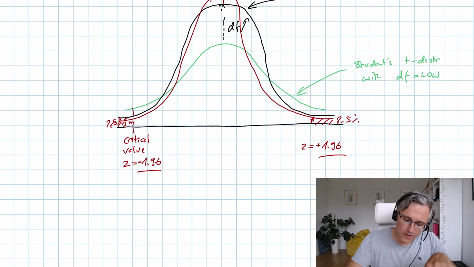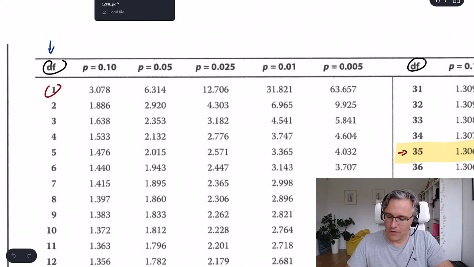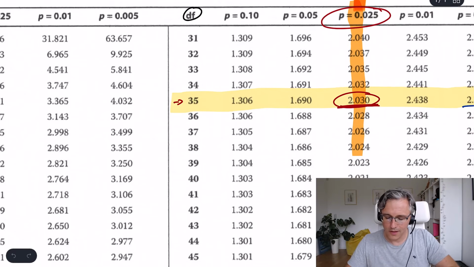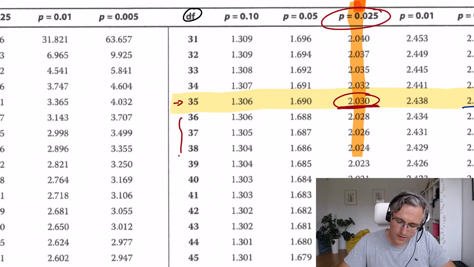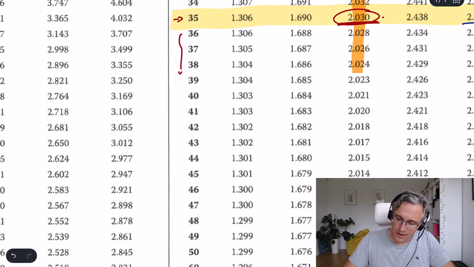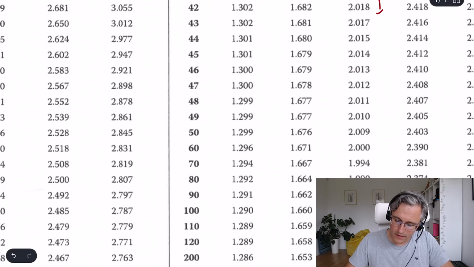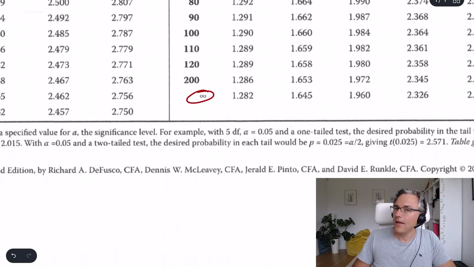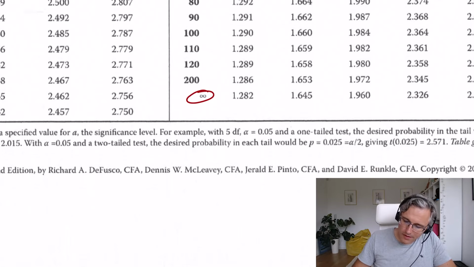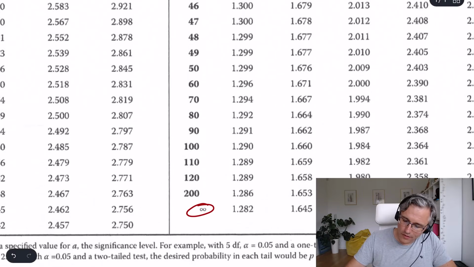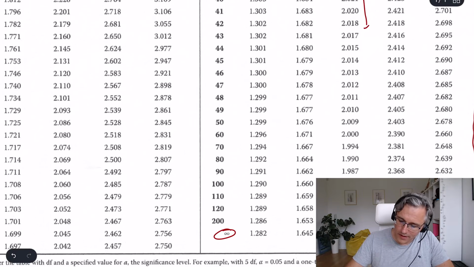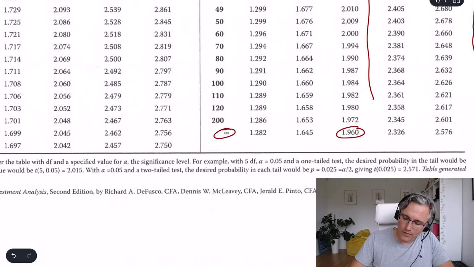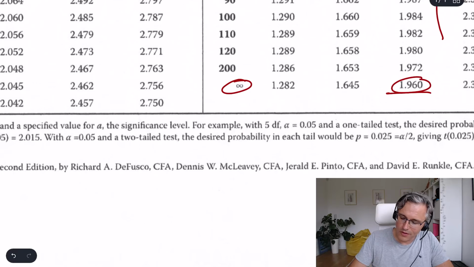Now, please see what happens over here on the right hand side of the table as we increase the degrees of freedom. We go from the initial 2.03 and things become lower and lower and lower, and when you get to an infinite degrees of freedom number, this value drops all the way down to 1.96, which is the number for the normal distribution.